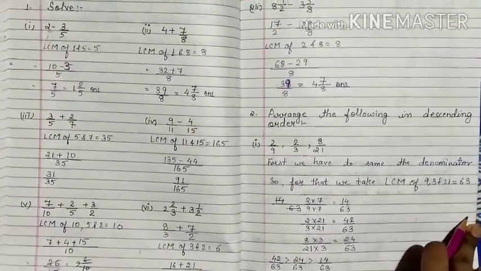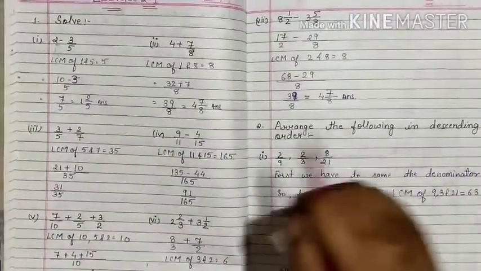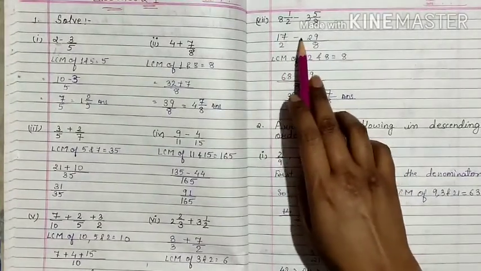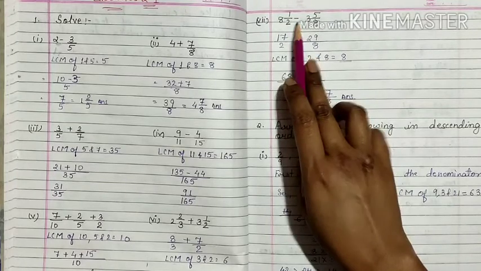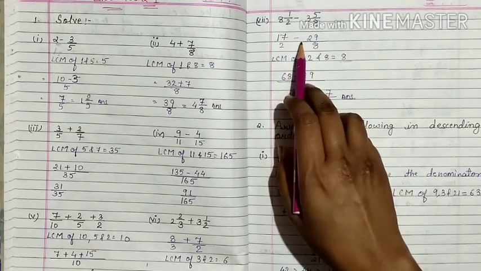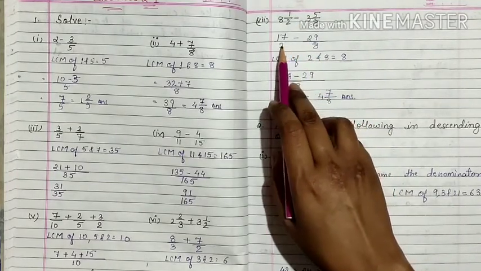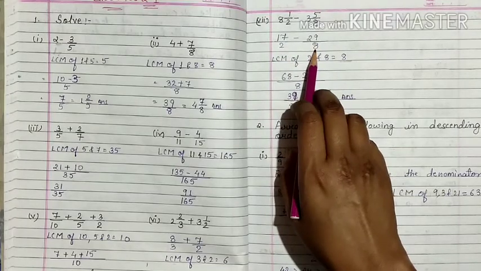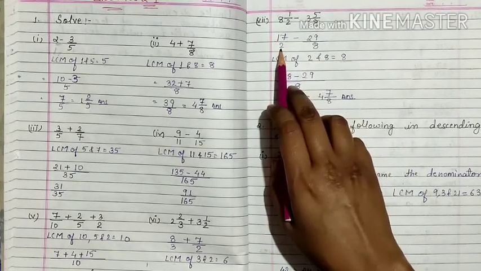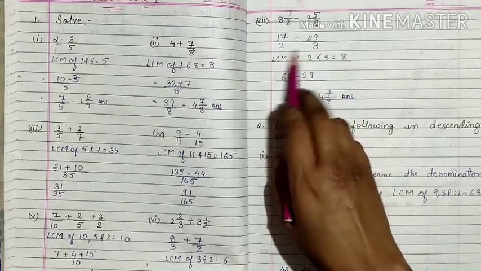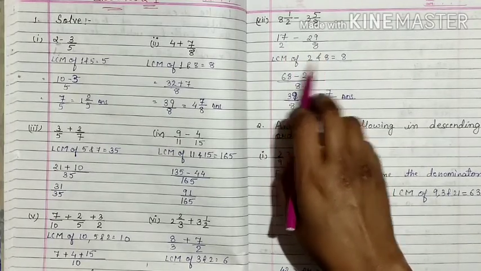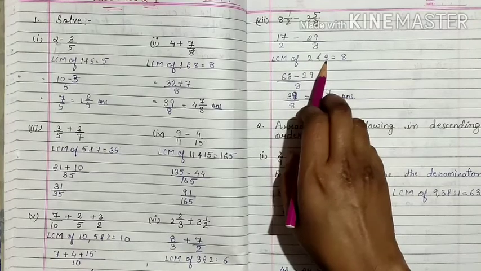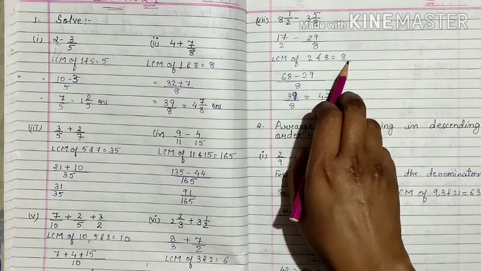You can see the seventh part, both are in mixed fraction. So for subtraction, first we have to convert into improper fractions. It will be 17 by 2. It will be 29 by 8. Here we can see the denominators are not the same. So we have to equalize them. So what is the LCM of 2 and 8? It will be 8.